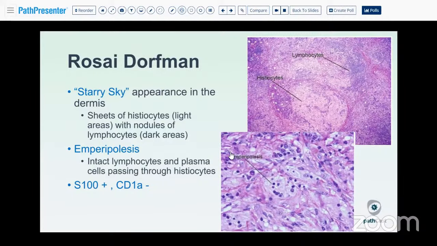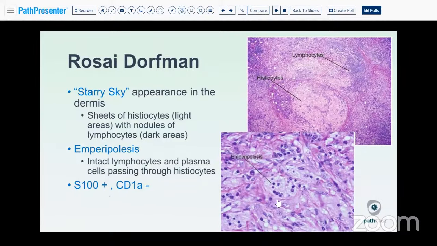And the characteristic feature of Rosai-Dorfman is emperipolesis. So emperipolesis is intact lymphocytes and plasma cells passing through histiocytes. So they're not broken down. They're just making their way through the cytoplasm of these light histiocytes as if there's nothing happening. And that's a really unique finding, the emperipolesis. That is pathognomonic for Rosai-Dorfman.